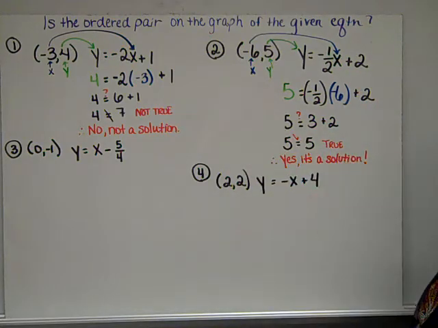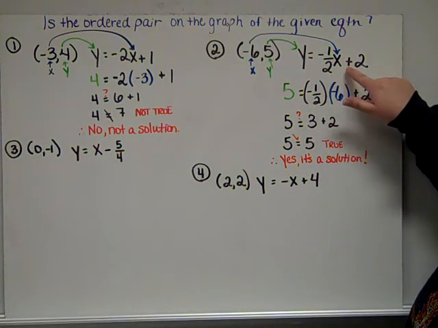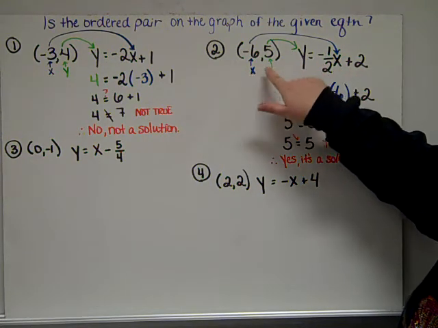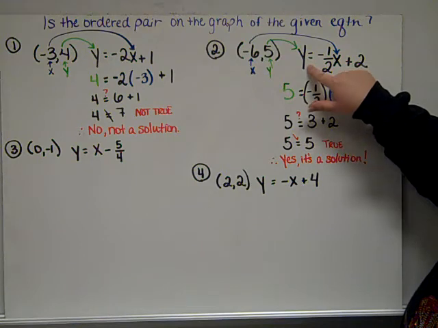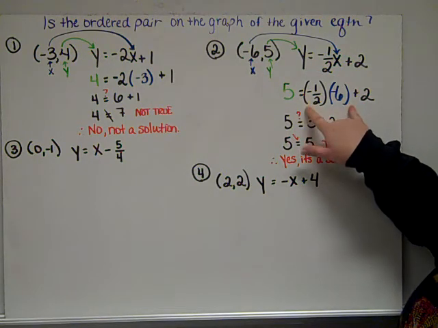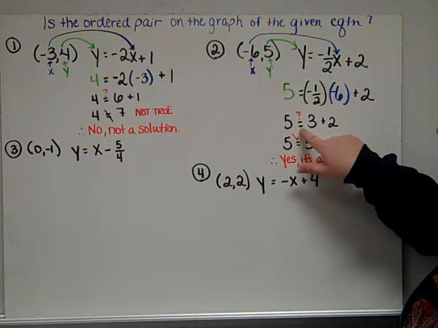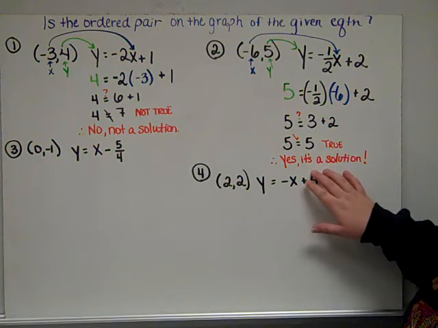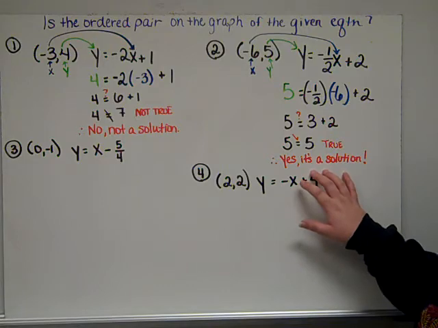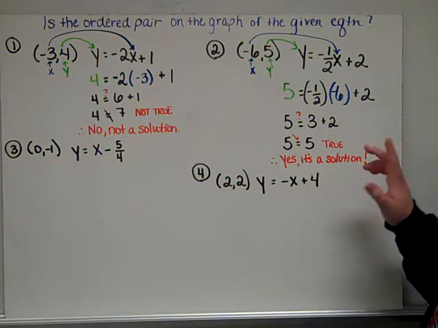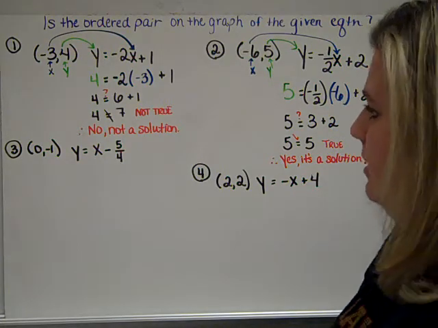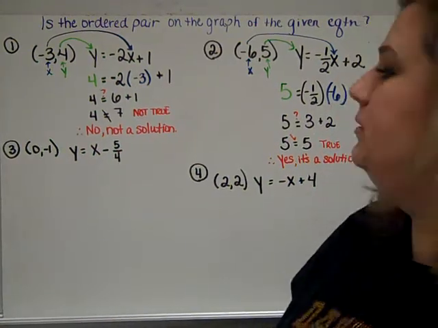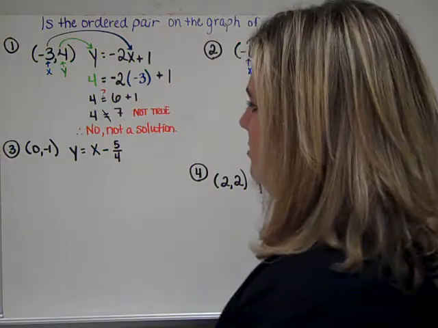Number 2, y equals negative 1/2 of x plus 2. Plug in your x coordinate, which is negative 6. Plug in your y, which is positive 5. So when I plug everything in, I get 5 equals, well, when I simplify, I do get a positive 5. So that is a true statement. Therefore, that is a solution. So that point is on that line. Okay? So now let's look at number 3.